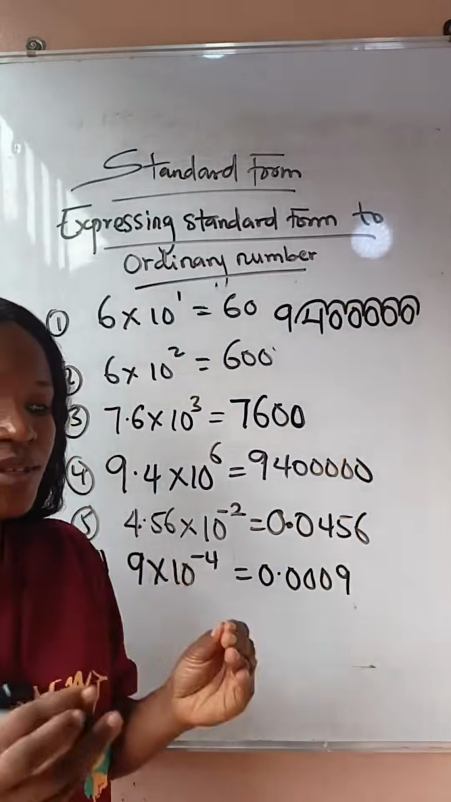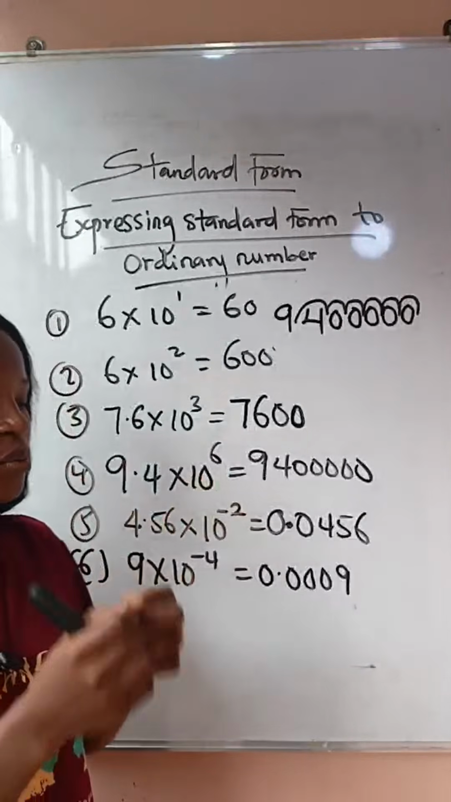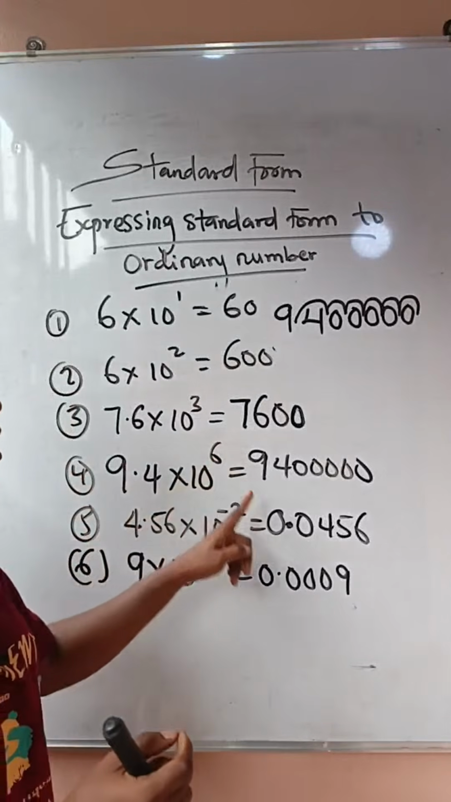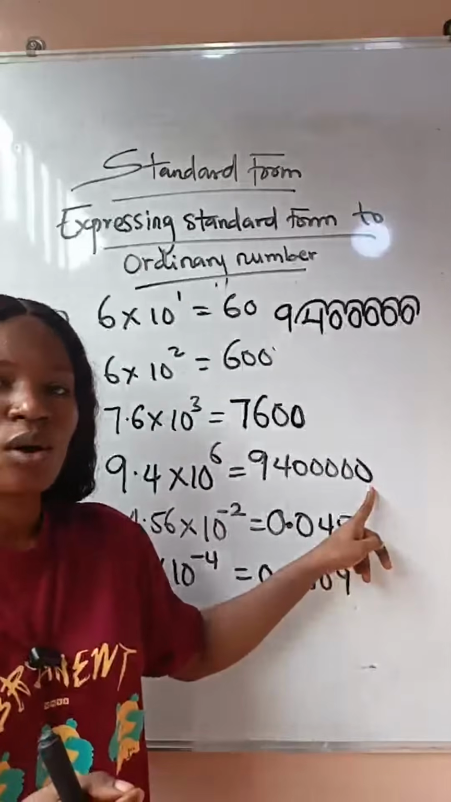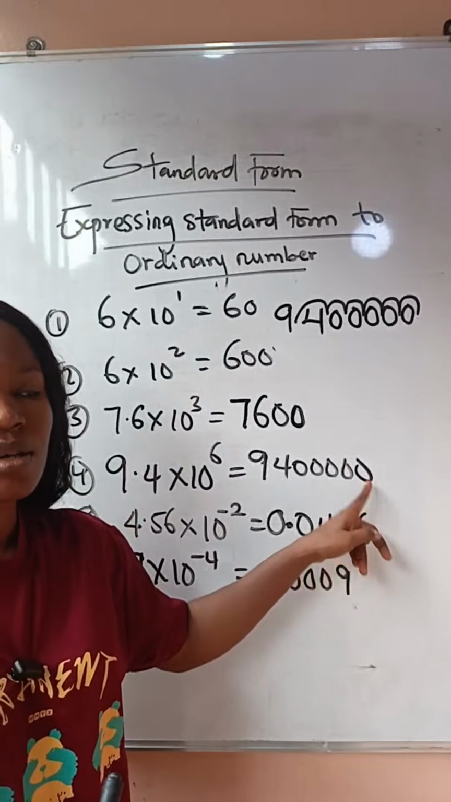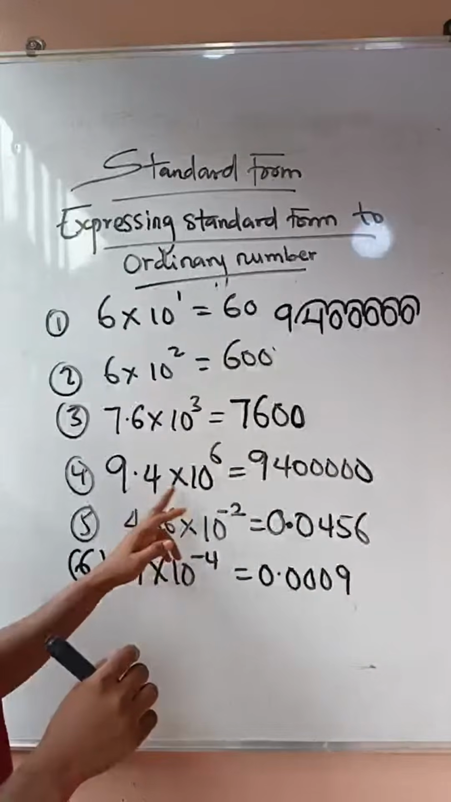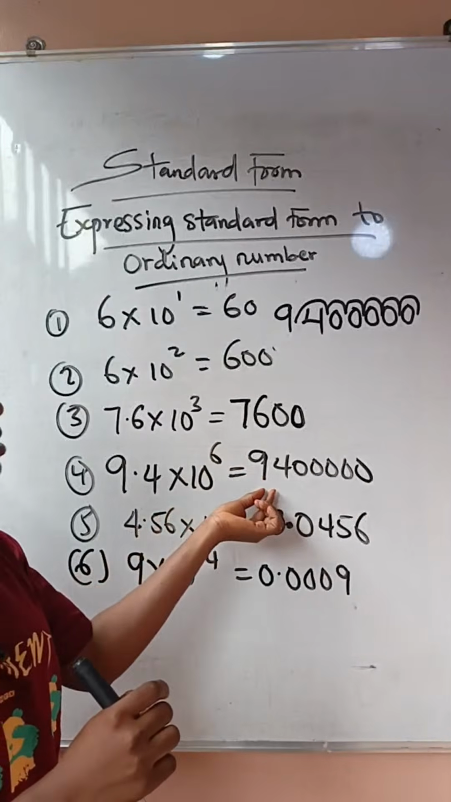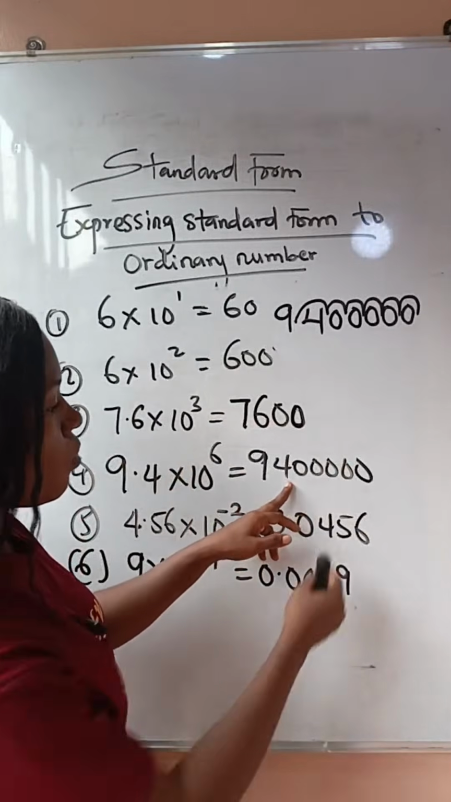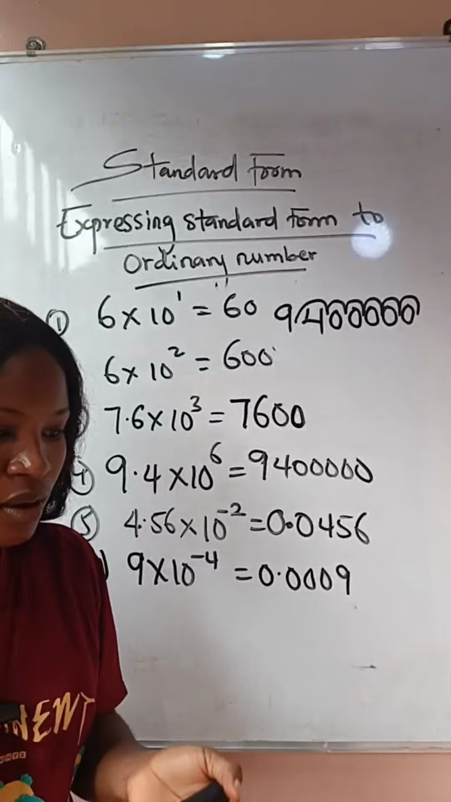Now, if you are doubting me, my love, this is what you need to do. Get your calculator, press this value, 9.4 times 10 to the power of 6, and check if this is what you will get or not. Then come back to the comments and tell me your answer. You need to confirm with your calculator. It will give you 94 with how many zeros at the back? 5. Then come back and tell me in the comments.